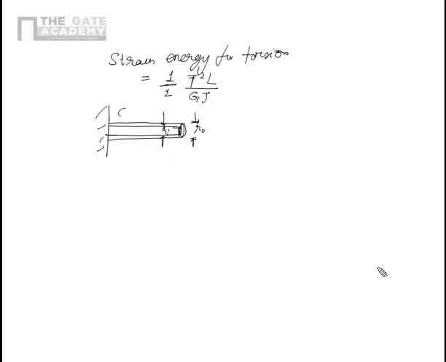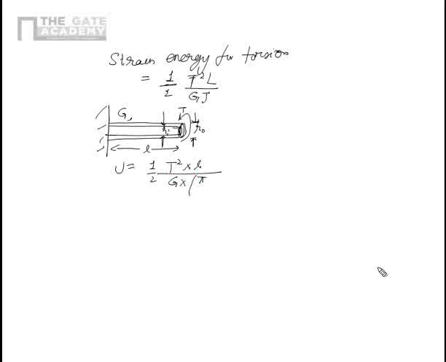So, the material constant is G and the torque applied is T. Let's say the length is L. In this case we have to find out the strain energy. So the strain energy in torsion will be equal to 1 upon 2 T square L upon G into J.